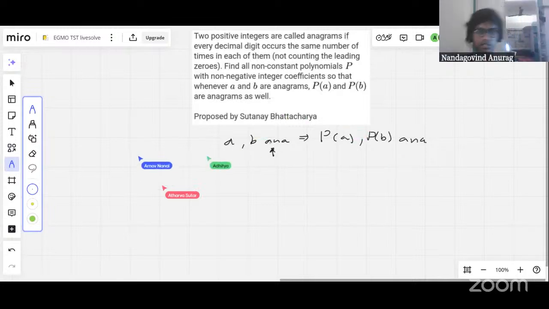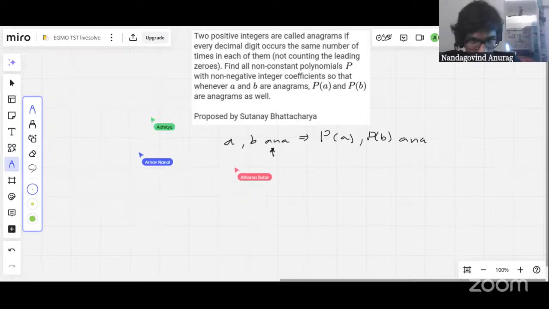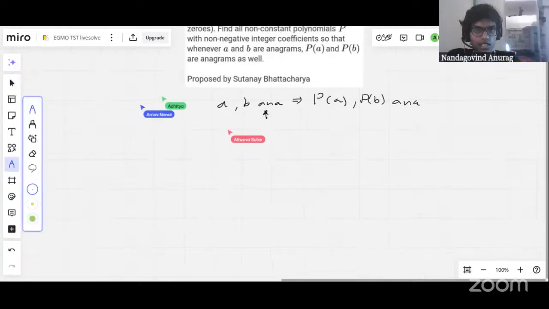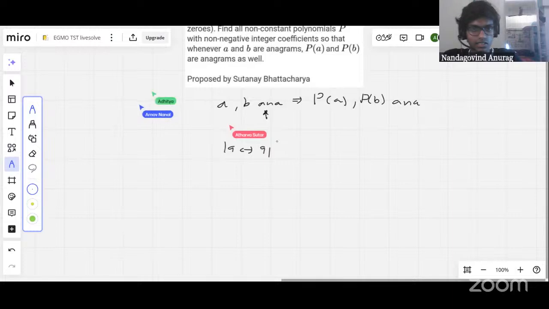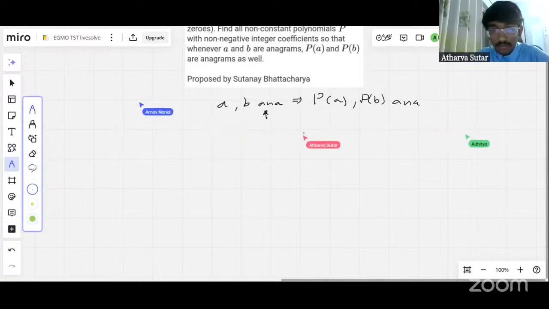What you do know is, I'm thinking size, because two numbers are anagrams if and only if they have the same number of digits, because you don't count leading zeros. So for example, 19 and 91 are anagrams, which means that P of 91 and P of 19 have the same number of digits, and this basically extends to very large numbers kind of nicely. We can say that if A and B are anagrams, then P of A is congruent to P of B mod 9.